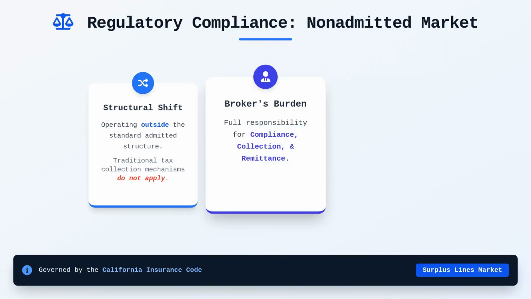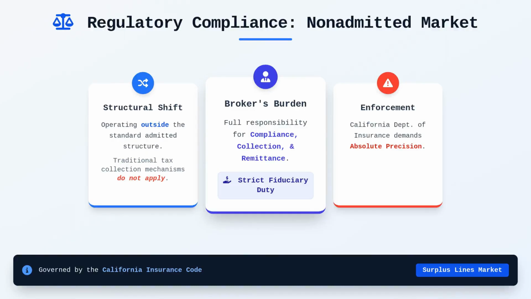Instead, the state shifts the entire burden of tax compliance, collection, and remittance directly onto the shoulders of the licensed surplus lines broker. This responsibility is not merely administrative. It is a strict fiduciary duty to the state of California. The California Department of Insurance requires absolute precision when tracking these financial flows, as the state relies heavily on brokers to capture revenue that would otherwise escape the admitted market system. Failing to understand these obligations can quickly jeopardize your license and subject your operations to severe administrative penalties.